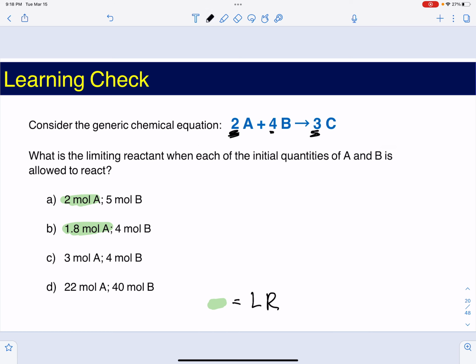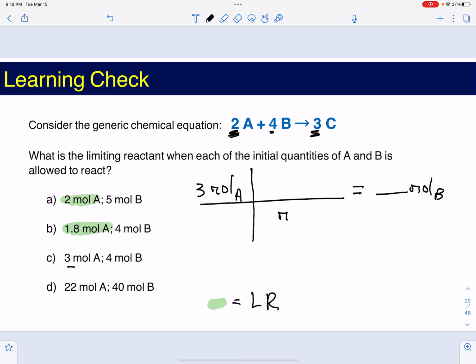We're going to take the 3 moles of A, and we're going to see how many moles of B I need to use. So I do not want the moles of A because I'm looking for the moles of B, and there's 4 moles of B for every mole of A. So that means I'm going to need 6 moles of B. I actually have 4, so I need 6. I only have 4, so this is my limiting reactant.